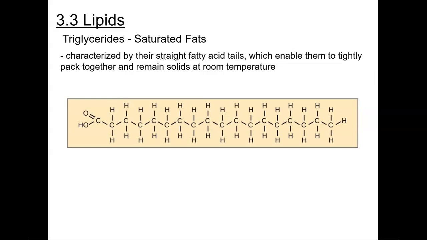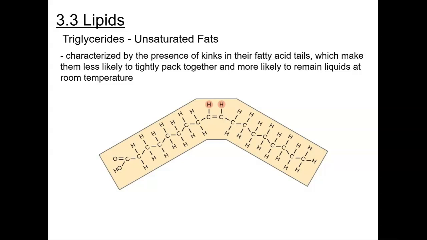If it is a saturated fat, it's characterized by straight fatty acid tails, which enable them to pack tightly together and to remain solid at room temperatures. So these are things like the bacon grease that you may see solidify in a pan. These will be things like Crisco. These are going to be solid at room temperature. Butter.